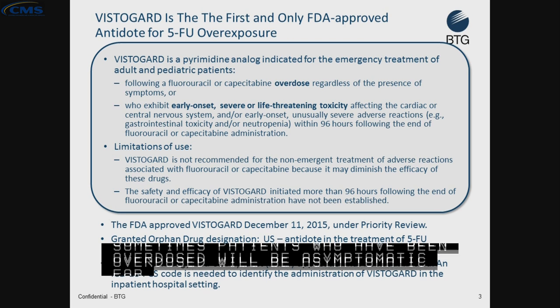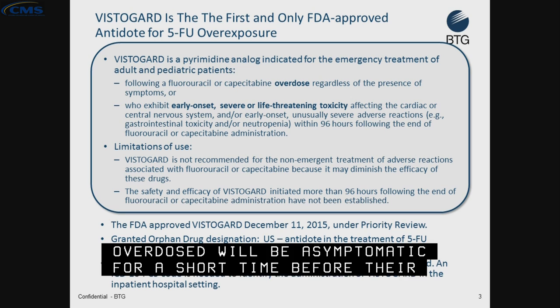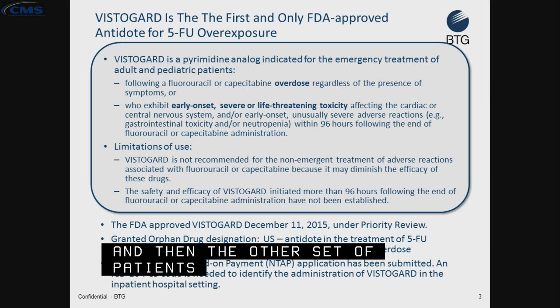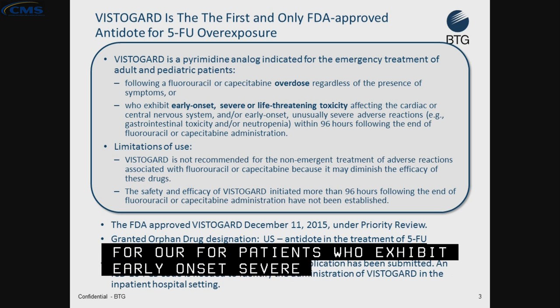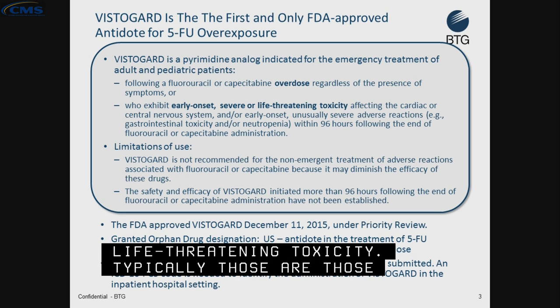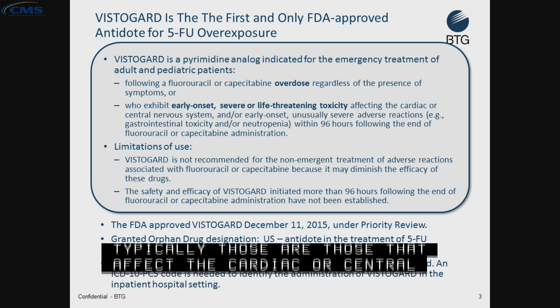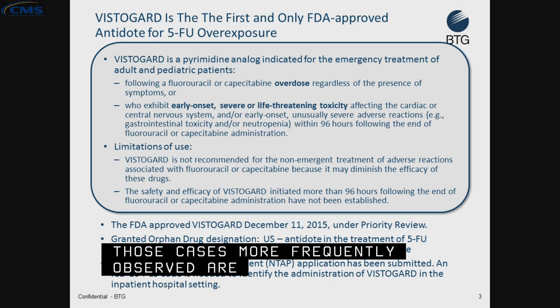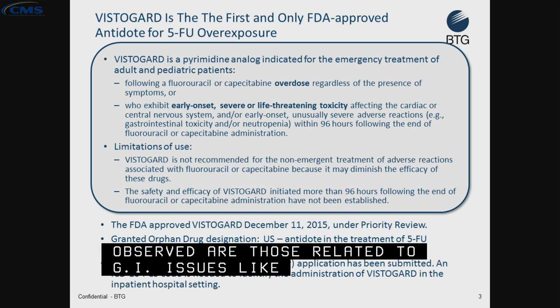And then the other set of patients that VISTOGARD is indicated for is patients who exhibit early onset severe or life-threatening toxicity, and typically those toxicities are those that affect the cardiac or central nervous system, and in some cases, more frequently observed, toxicities related to GI issues such as early high-grade mucositis or neutropenia or leukopenia, and typically those will begin very soon after infusion.